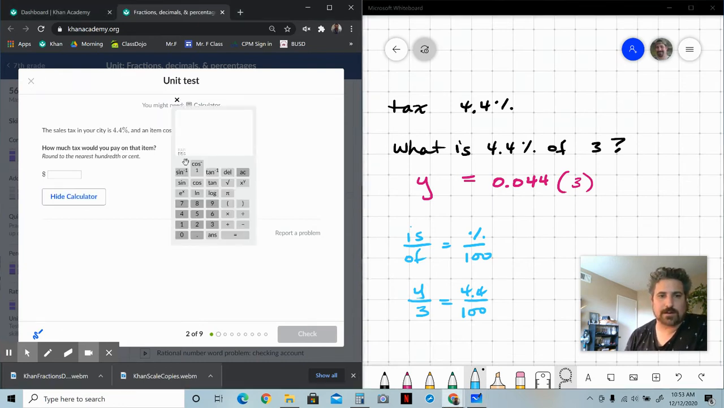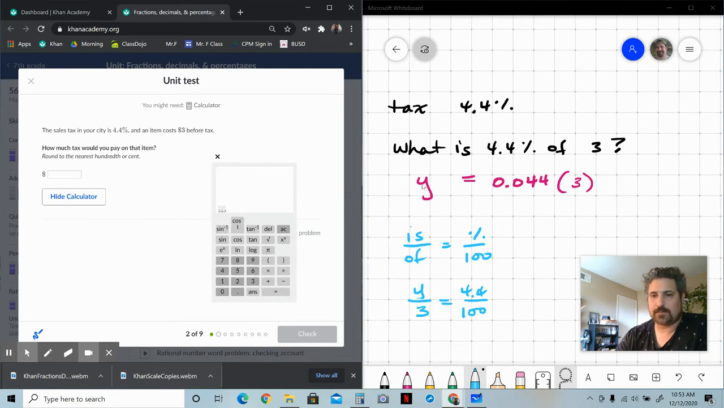So on a calculator, I'm going to do it over here. You can see you're going to get 0.044 times 3, which is equal to 0.132, which is rounded to the nearest cent. So that'll be 13 cents, or $0.13. And the other way you could get that answer is to take the proportion here and solve with the cross product. So that'd be 3 times 4.4, and then divide that answer by 100.